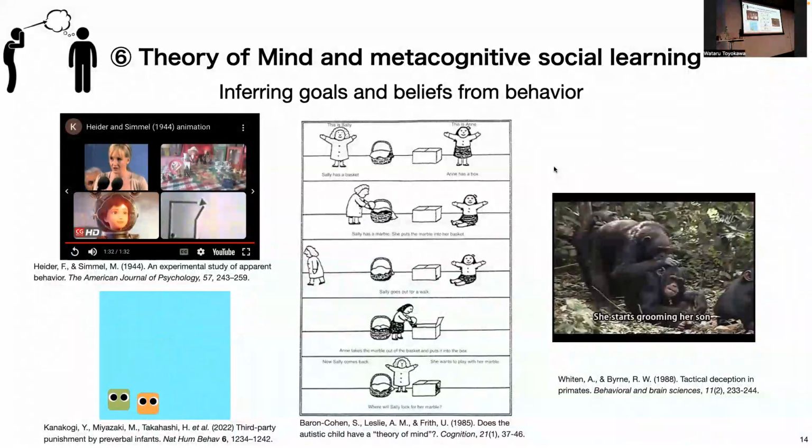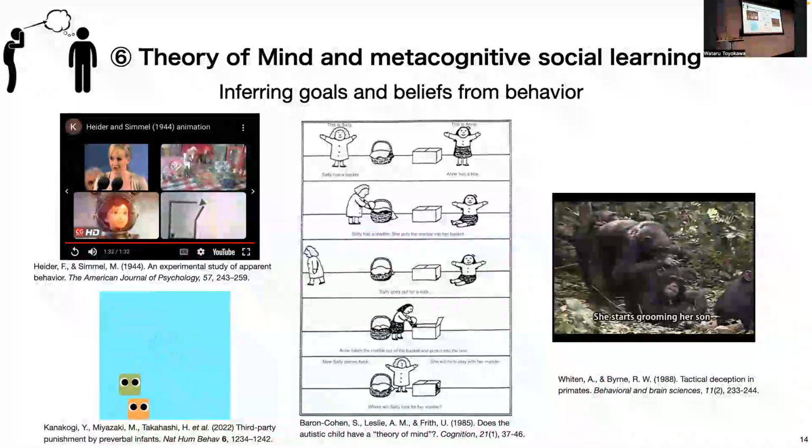The question is, where will Sally look for her marble? This basket or this box? To answer this question correctly, you have to have some type of theory of mind, a kind of perspective taking of Sally's view. So this kind of test suggests that humans can develop this type of theory of mind, and these skills could be beneficial for social learning. I'll explain it later.